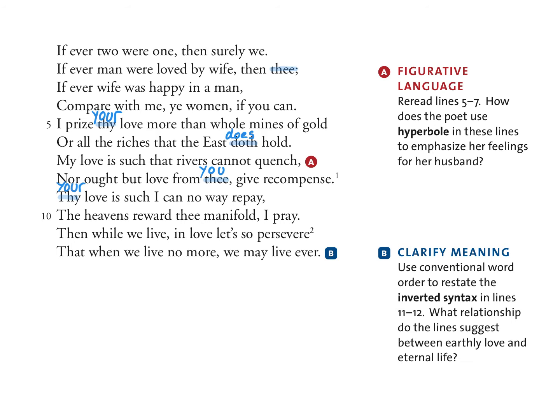So she's writing, of course, to her husband. And she says, if ever two were one, then surely we. If ever man were loved by wife, then thee. If ever wife was happy in a man, compare with me, ye woman, if you can. I prize your love more than whole mines of gold, or all the riches that the east doth hold. My love is such that rivers cannot quench, nor aught but love from thee give recompense, or that is repayment. Your love is such that I can no way repay. The heavens reward you manifold, or many, many times I pray.